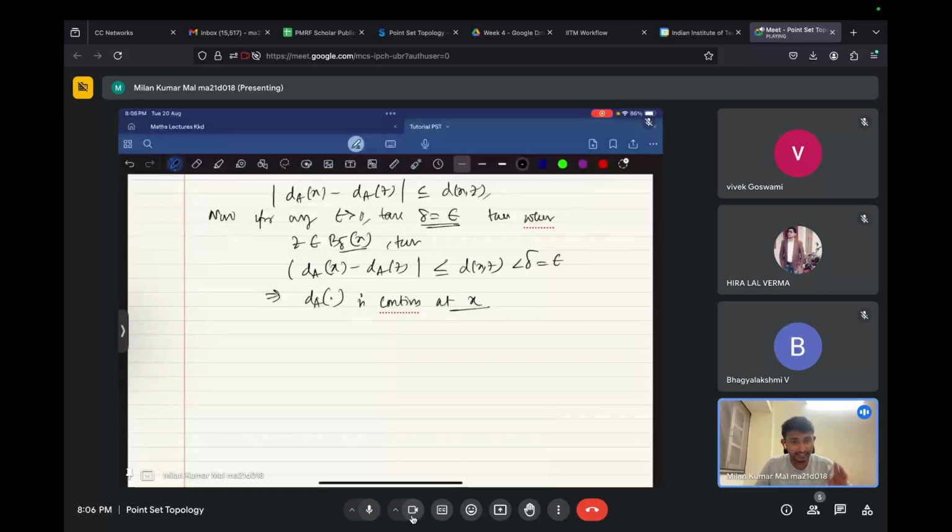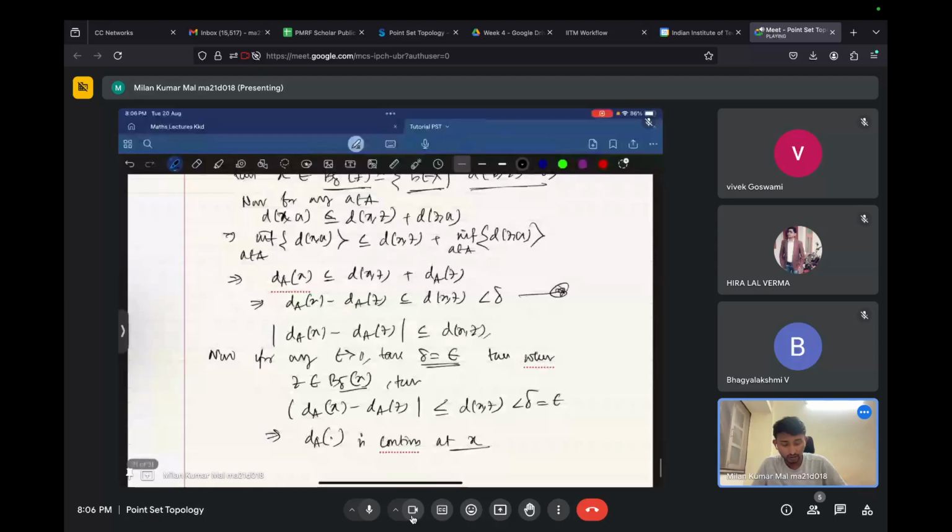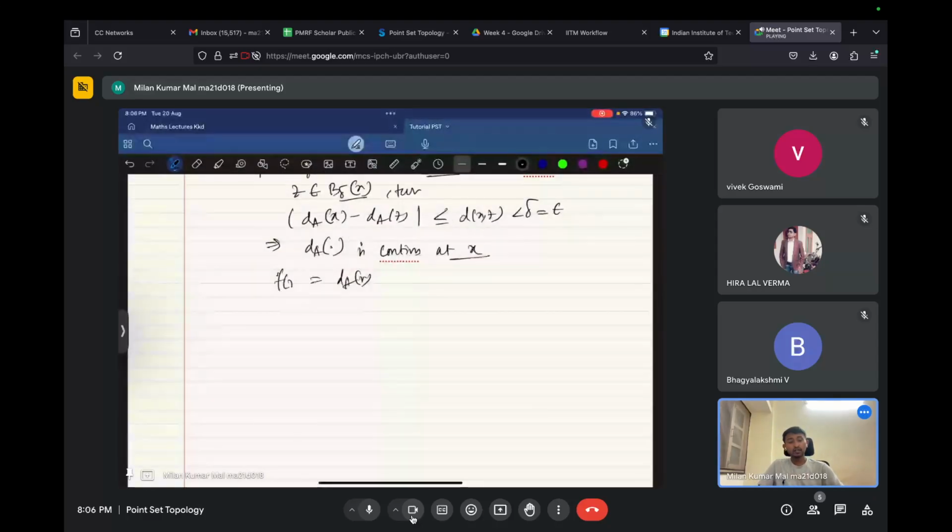I just want to make sure that we consider f is the same as d of A, x. What I want to prove is that it is continuous at x. First, whatever I have written, if you are not able to understand it here, at least try to read it after this class once, and if there is any doubt, write to me. I will try to explain again.